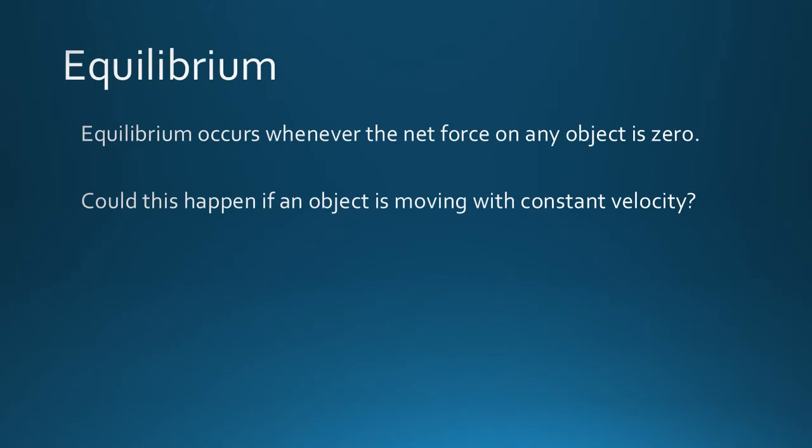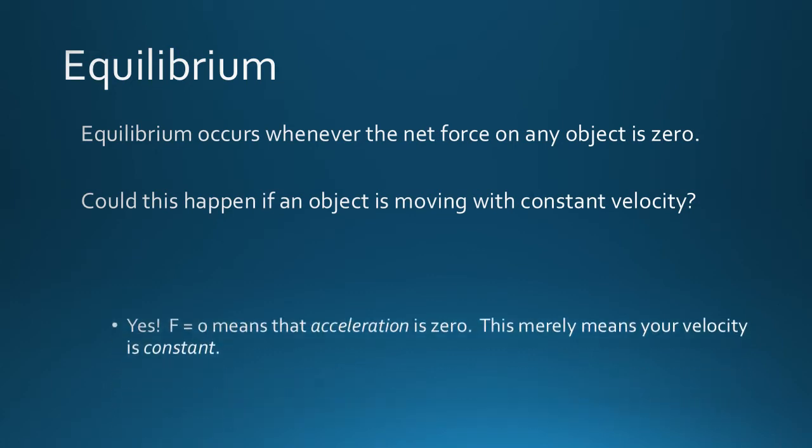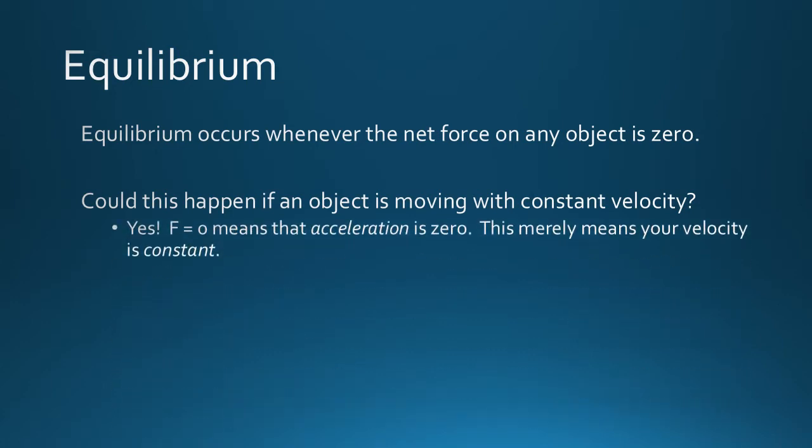Equilibrium is a special circumstance when the net force on an object is 0. Or in other words, all the object's forces balance out. And the question I have on here is, could this happen if an object is moving with constant velocity? Do you think that something moving with constant velocity can have no forces acting on it? And the answer is absolutely. Having a net force of 0 just means the acceleration is 0, which means your velocity wouldn't be changing. So by definition, a net force of 0 means you're moving with constant velocity.